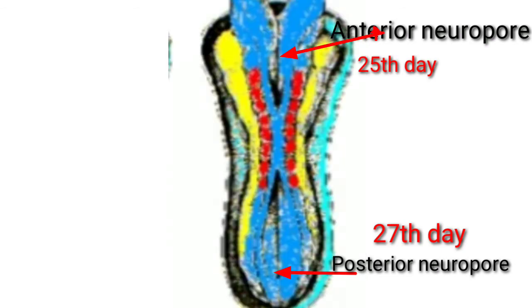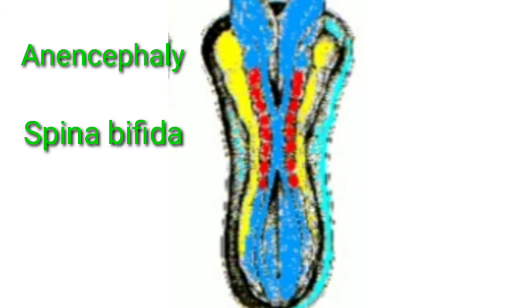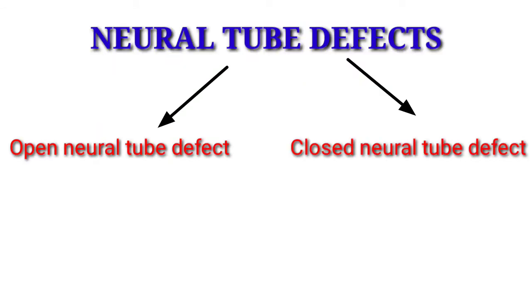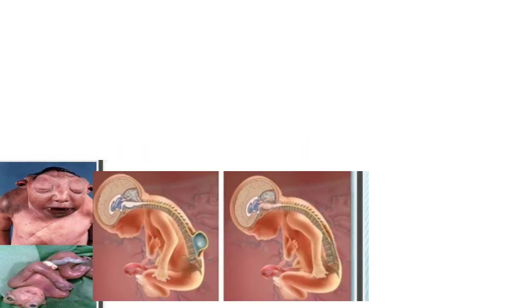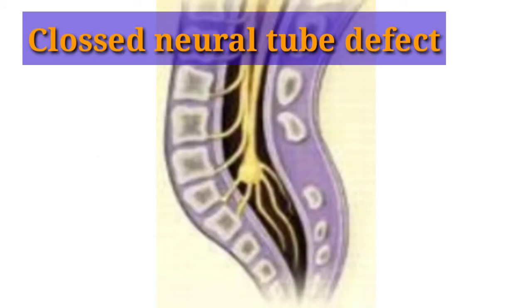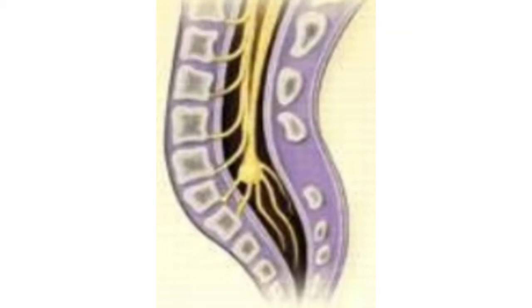Depending on the point of interruption in neural tube formation, neural tube defects develop. It may affect the brain, called anencephaly, or the spinal cord, called spina bifida. There are two types of neural tube defects, open and closed. Open neural tube defects are more common. They result when the brain and spinal cord are exposed at birth through a defect in the skull or vertebrae. Examples are anencephaly and spina bifida. Closed neural tube defects are rare and occur when the spinal defect is covered by skin. It is due to malformation of fat, bone and membranes.